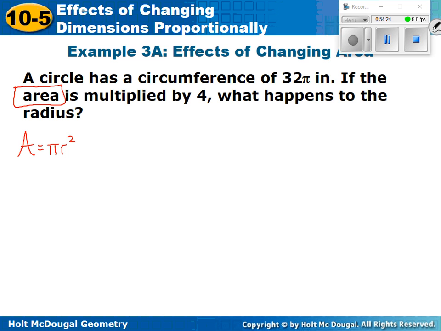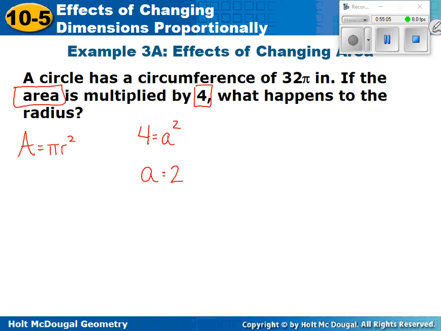Okay? And so the orange shortcut said that when all dimensions are changed, the area is multiplied by a squared. So if they tell you that the area is multiplied by 4, then 4 is equal to a squared. So what would I do to figure out a? Take the square root. So a is actually 2. So my shortcut says if all dimensions are multiplied by a, then the area is multiplied by a squared.